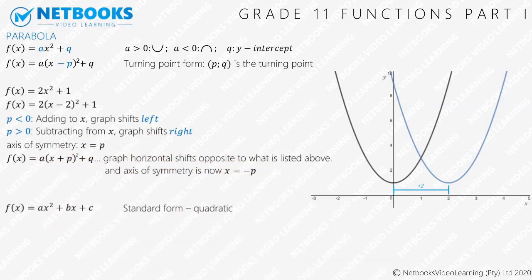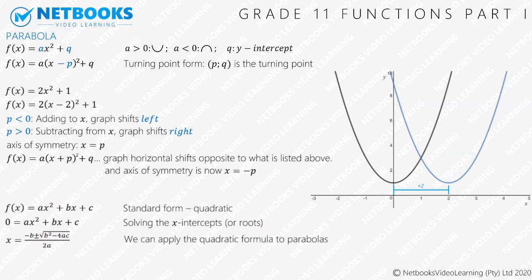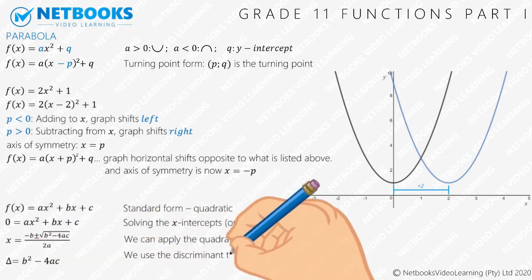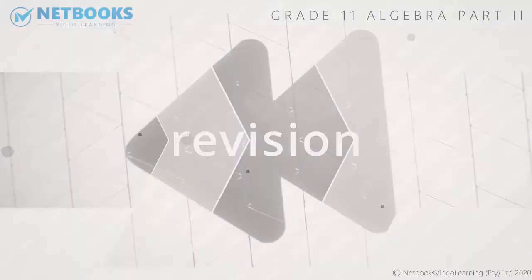This looks familiar, doesn't it? It's our old faithful quadratic equation. When solving for the roots, or x-intercepts, of a parabola, we can use the quadratic formula if our parabola is in the standard form. We can also apply the nature of roots properties, since this is, in essence, just another quadratic equation. We covered the nature of roots in our algebra section. Let's do a quick recap. Let's discuss the nature of roots.